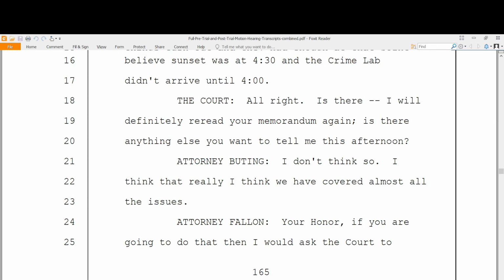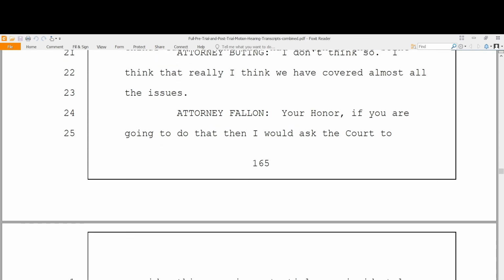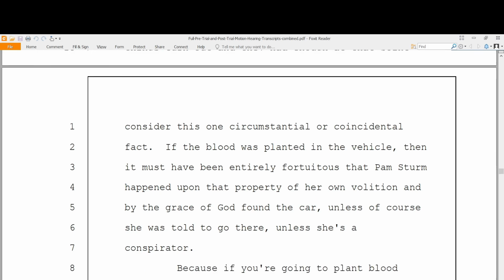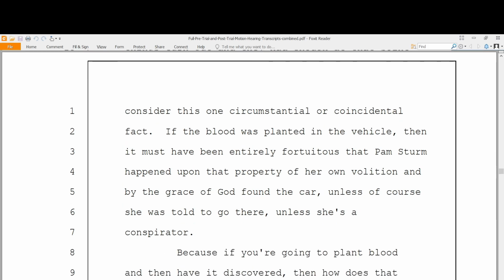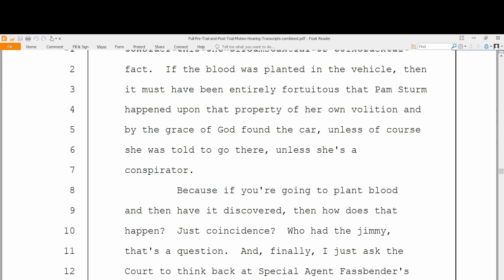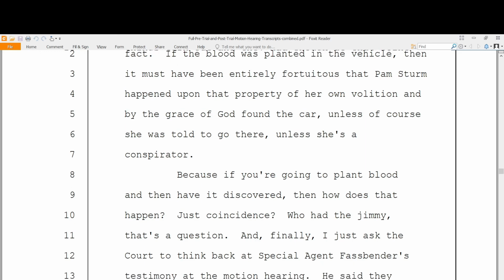Attorney Buting: I don't think so. I think we have covered almost all the issues. Attorney Fallon: Your Honor, if you are going to do that, then I would ask the court to consider this one circumstantial or coincidental fact. If the blood was planted in the vehicle, then it must have been entirely fortuitous that Pam Sturm happened upon that property of her own volition and by the grace of God found the car. Unless, of course, she was told to go there, unless she's a conspirator.